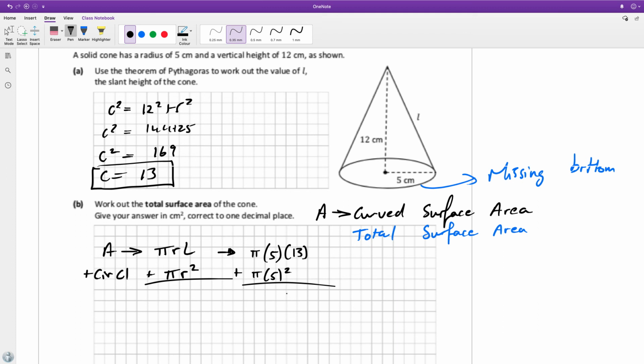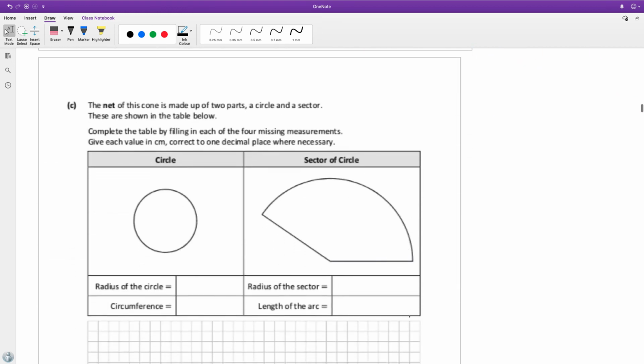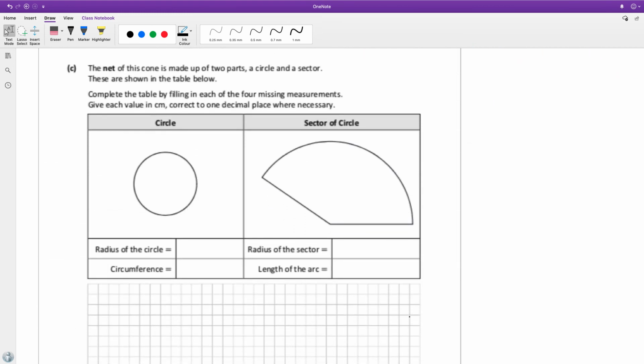Right. Change to this. We always read the question. 90 pi. 282.7. Good stuff. Right, next bit. The net of this cone.